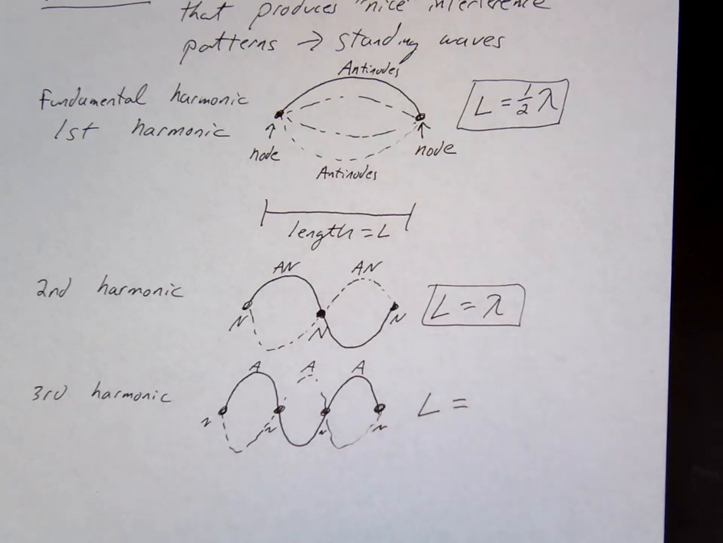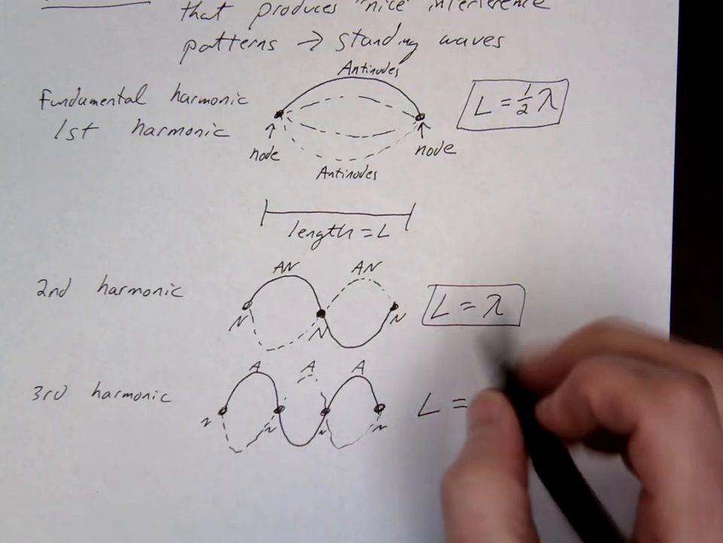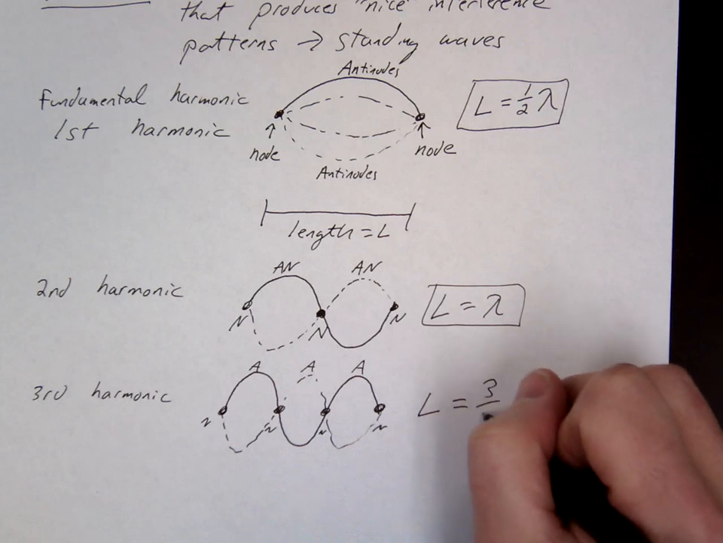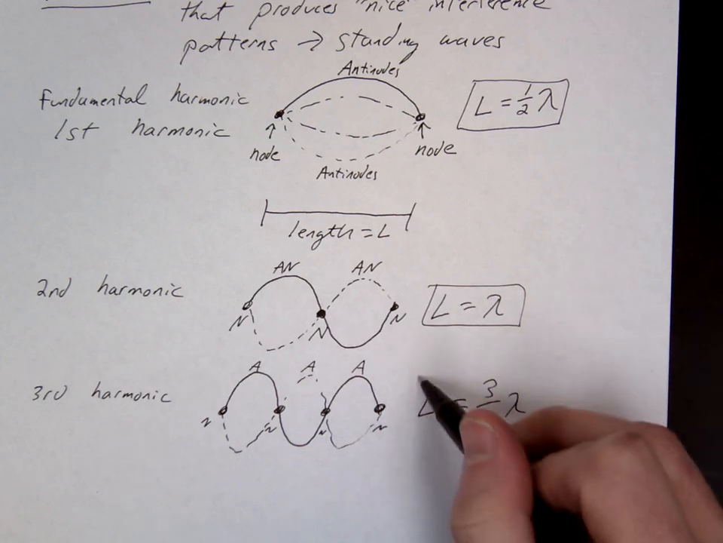How much of a wave do you see here? Okay, 1.5, right, or 3 halves. So notice here's a full wave plus an extra half. So we can say L is equal to 1.5 lambda, or we could say 3 halves lambda.